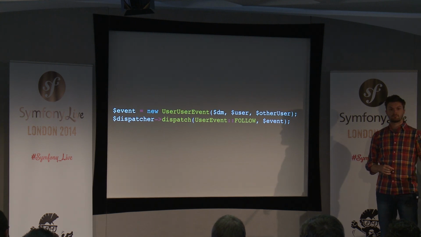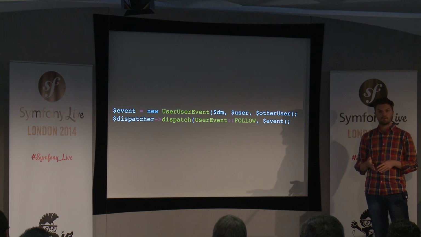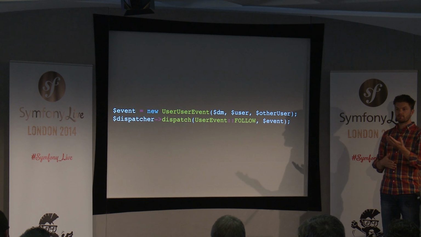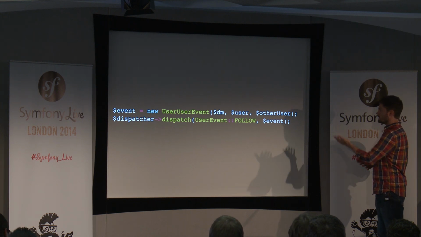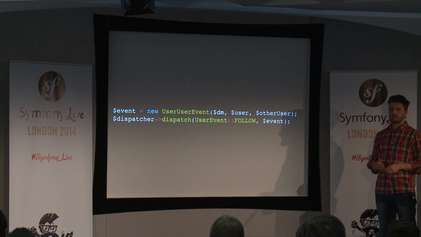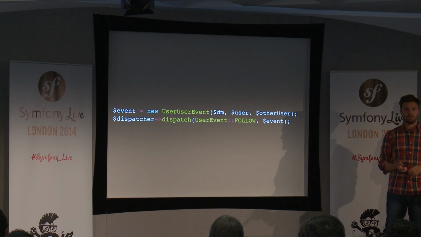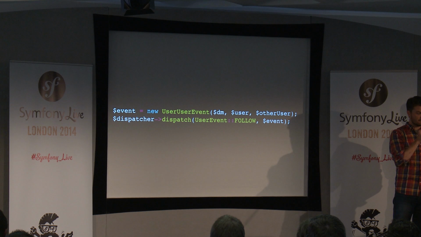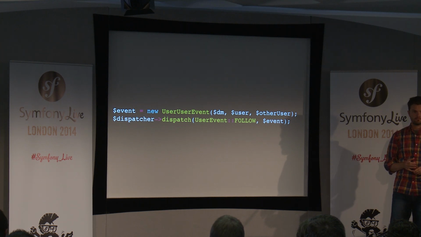And then in the case where you might have a more complex event, if one user follows another user, then you'd want to have the user who did the following and the user who was followed as two arguments in that user event. And you'd dispatch that using the follow constant.